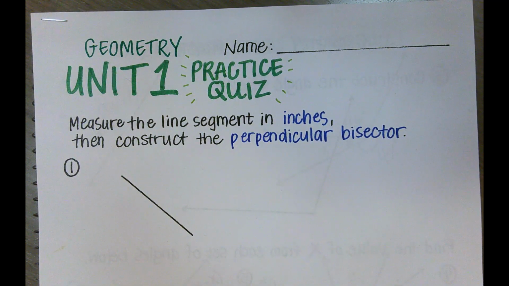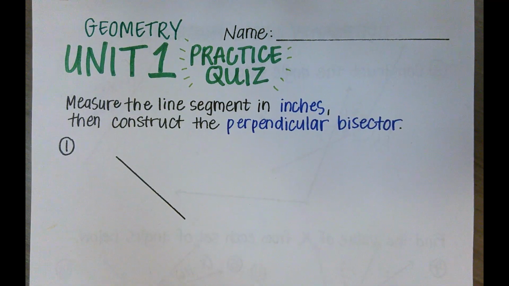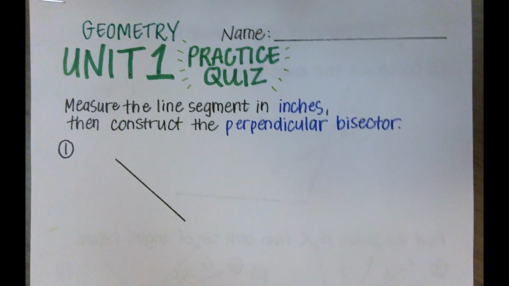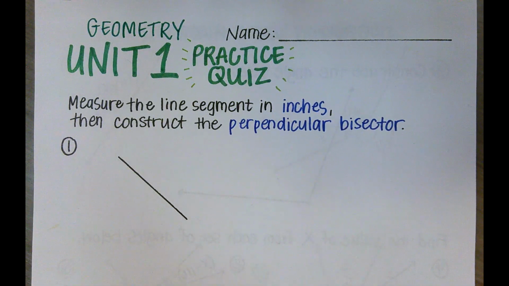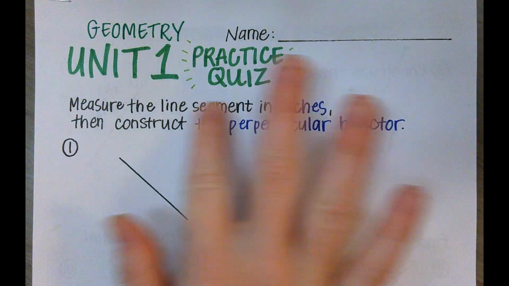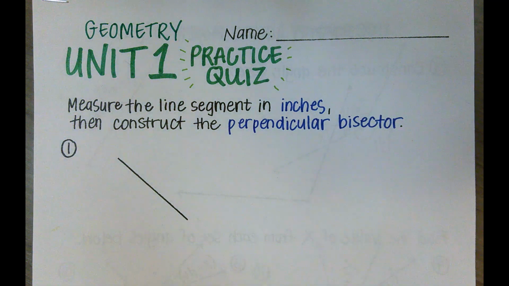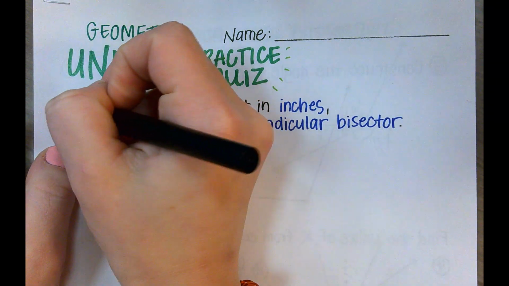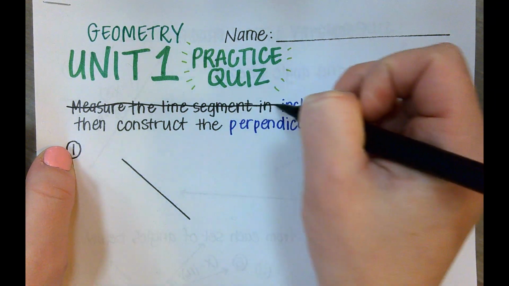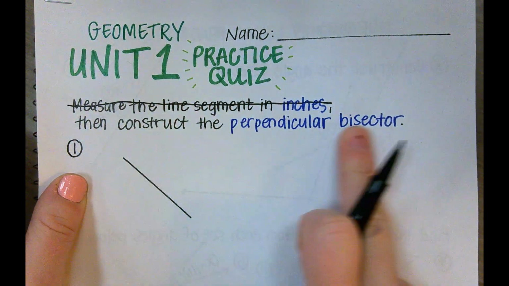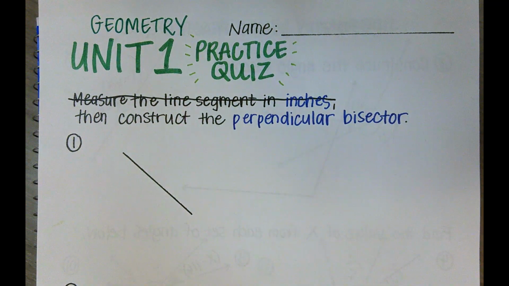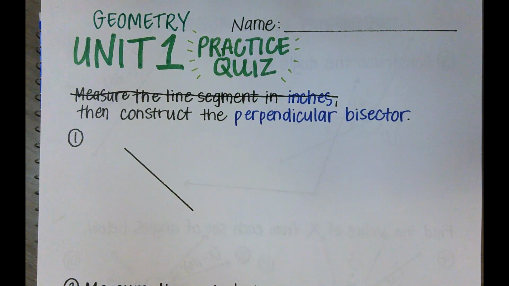So today is a great day to ask questions if anything you're not sure about, because our quiz is tomorrow. Our Unit 1 quiz starts with number 1. It says measure the line segment in inches. That part we don't need to worry about. We didn't focus as much on measurements. You could do that just for fun if you like, but for now, everybody on your practice quiz, I'm going to cross this out, and we are mostly focused on constructing the perpendicular bisector. So I'm crossing that off.